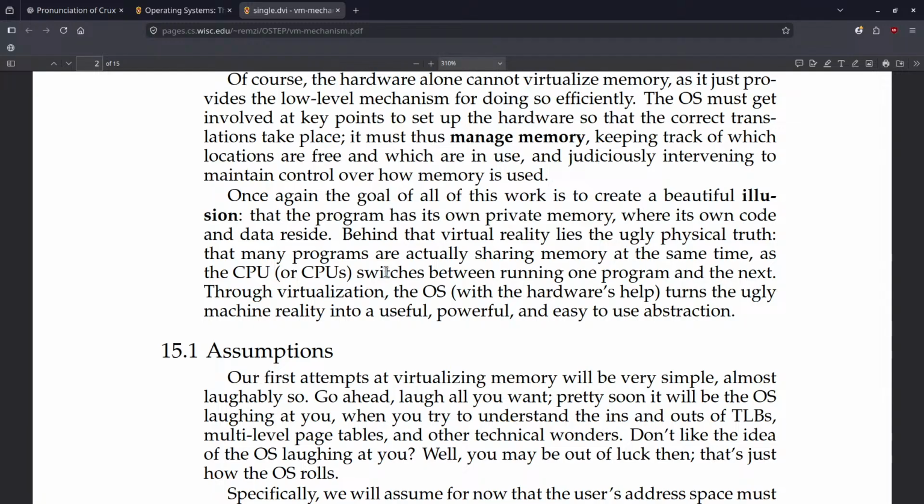Of course, the hardware alone cannot virtualize memory, as it just provides a low-level mechanism for doing so efficiently. The operating system must get involved at key points.